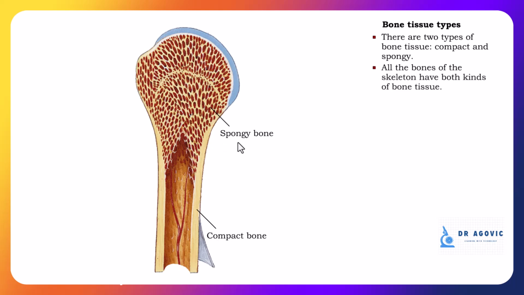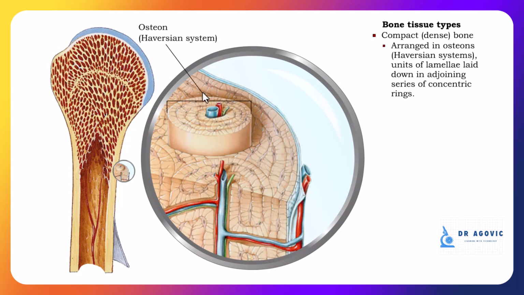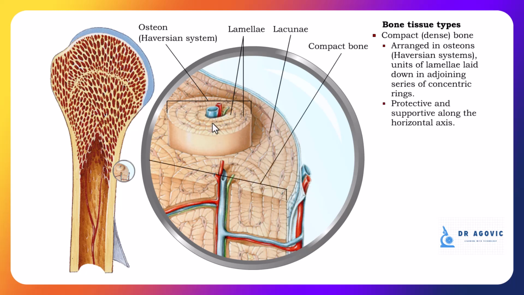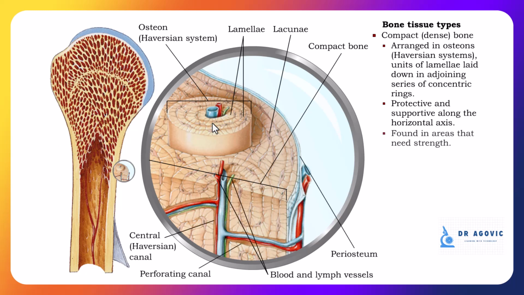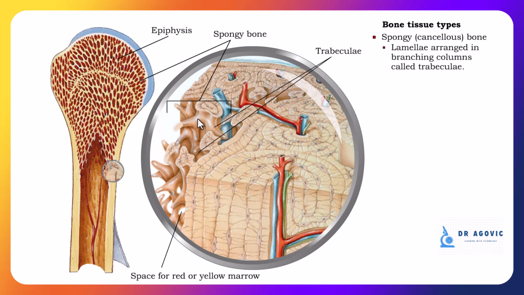There are two types of bone, compact and spongy. All of the bones of the skeleton have both kinds of tissue. Compact bone tissue is arranged in osteons, also known as Haversian systems. Osteons are formed when lamellae are laid down in adjoining series of concentric rings. The tissue is protective and supportive along the horizontal axis. Compact bone is found in areas that need strength, such as the shaft of long bones.